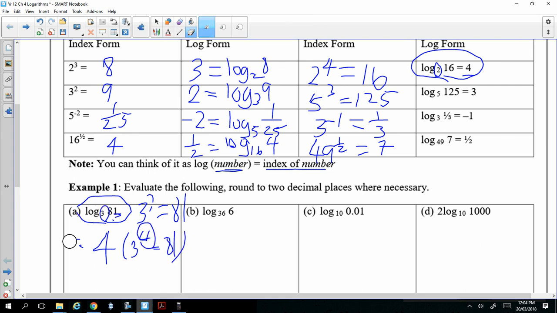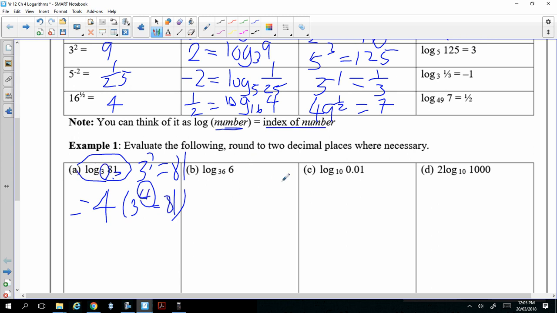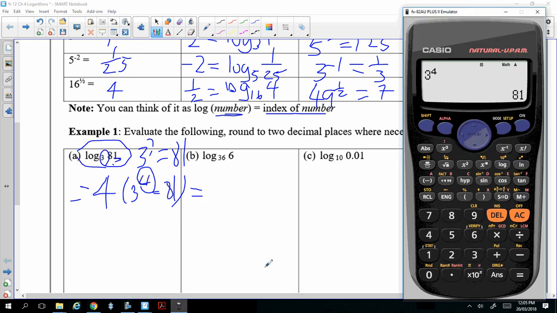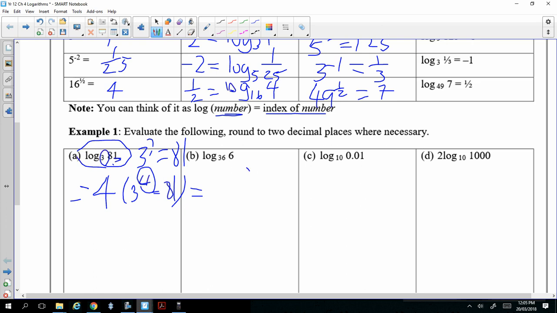Try another one. The next one's a little bit harder. The number got smaller. So think about what power you have to raise 36 to get 6. It got smaller, so what will it be? A half, because the square root of 36 is 6. So 36 to the power of half equals 6. So the answer is half.